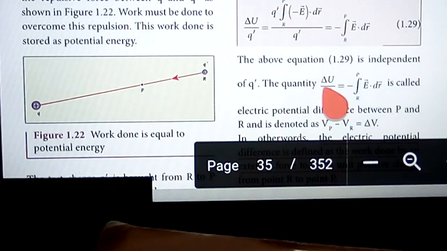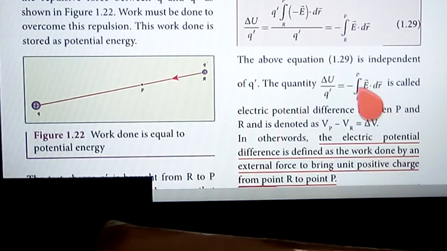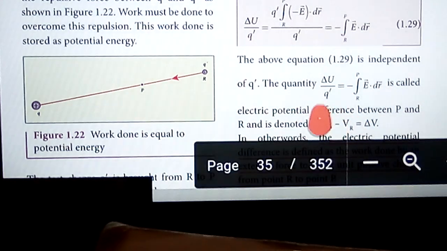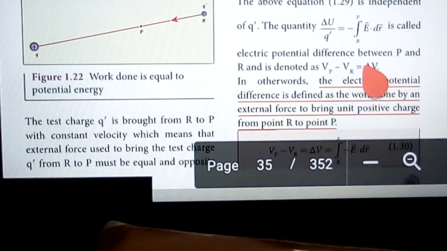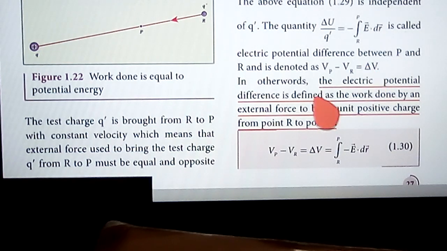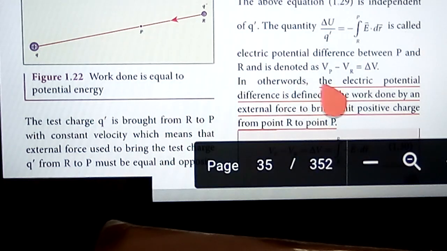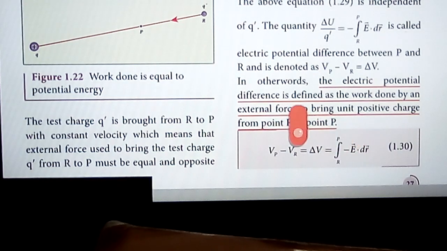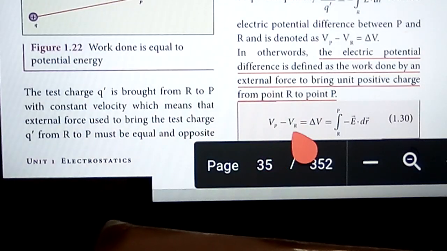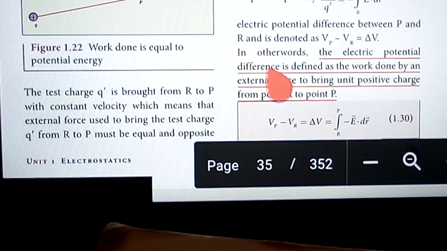That means the quantity delta U by Q dash equal to minus integral R to P E dot dr is called the electric potential difference between P and R, and is denoted as Vp minus Vr equal to delta V. So we can define the electric potential difference as the work done by an external force to bring unit positive charge from the point R to the point P, given by Vp minus Vr, that is equal to delta V, that's equal to integral R to P minus E dot dr. You can take it as equation 1.30.